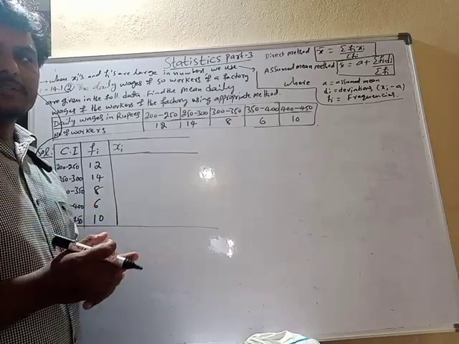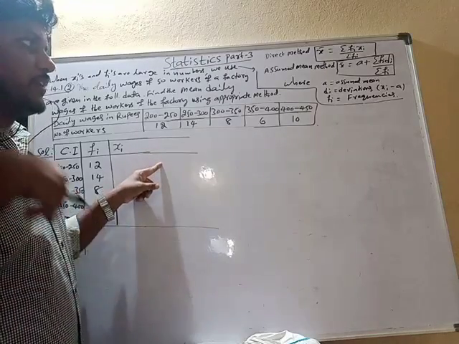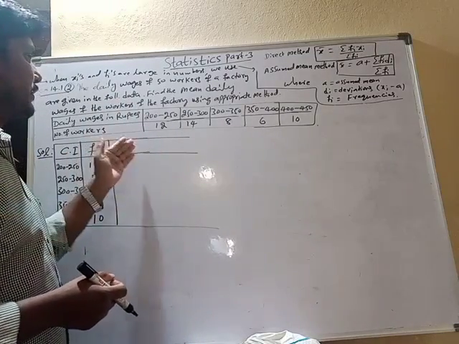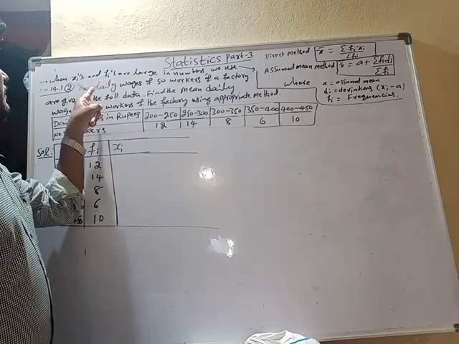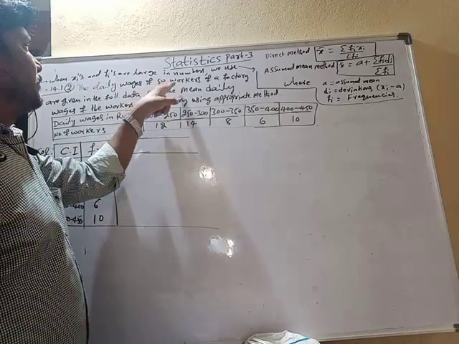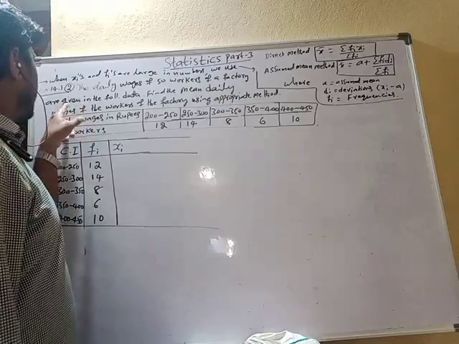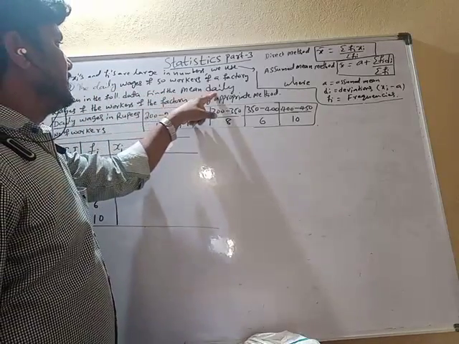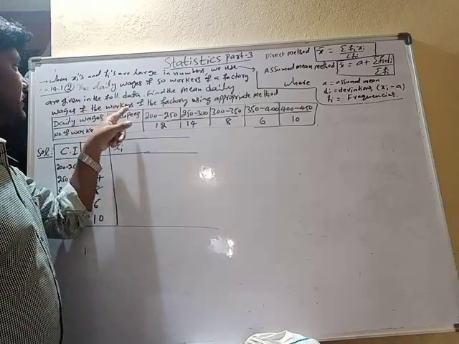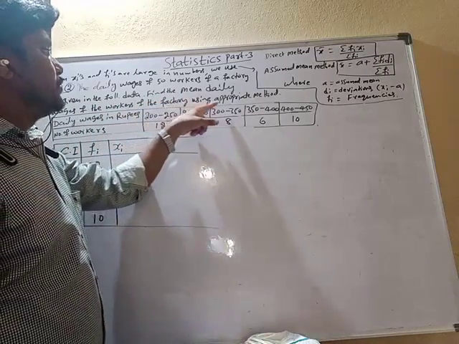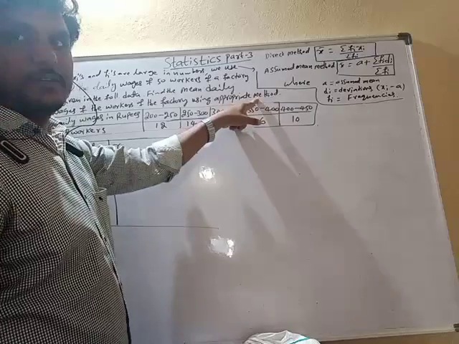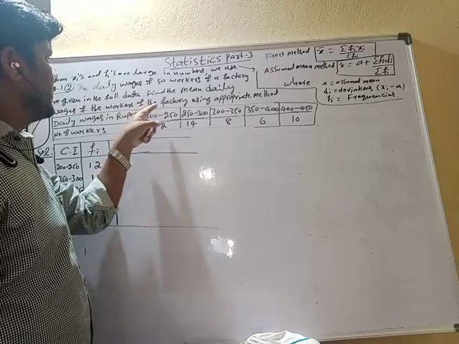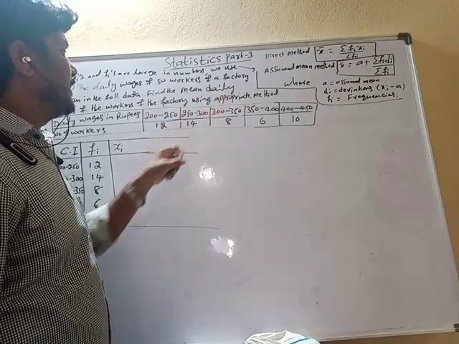Okay, let us take one problem. That is 14.1, problem number 2. The first problem we have already discussed in the last class. Let us take the second problem. The problem is given like this. The daily wages of 50 workers of a factory are given in the following data. Find the mean daily wages of the workers of the factory using an appropriate method.